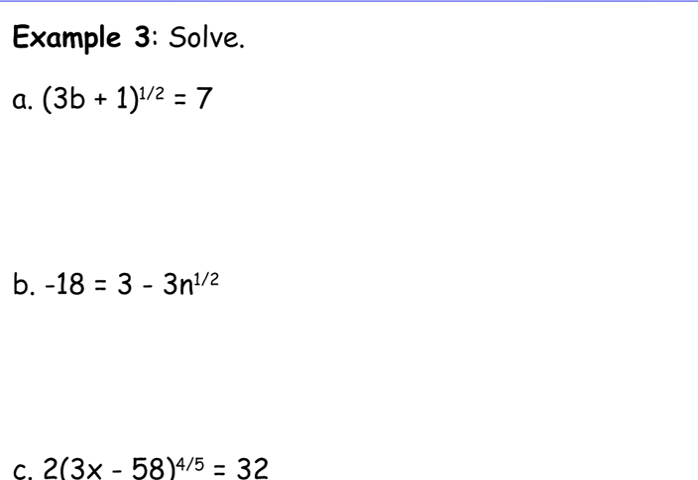When we introduced this, we not only talked about the radicals, but we talked about the rational exponents. So let's look at some equations that have rational exponents and see how we need to solve those. So if we have this equation right here, 3b plus 1 raised to the 1/2 is equal to 7.